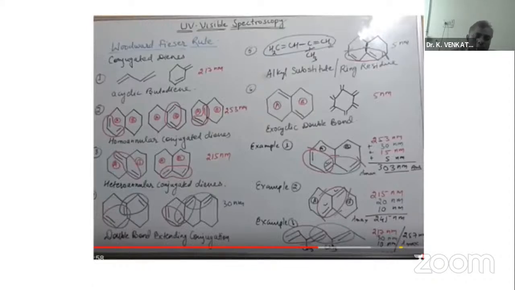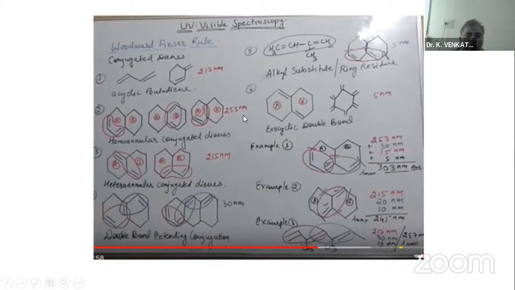Is it present in only one ring or two rings? Two rings, with an exocyclic double bond with respect to the other ring. No, madam, the 1,3 butadiene is present only in the A ring. Homoannular, one ring. So this type of diene is called homoannular conjugated diene.